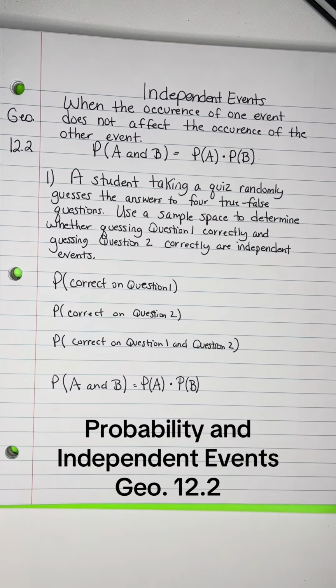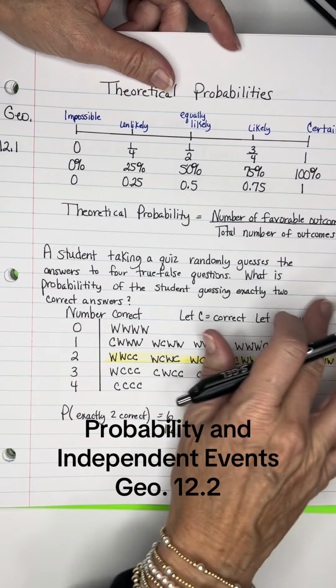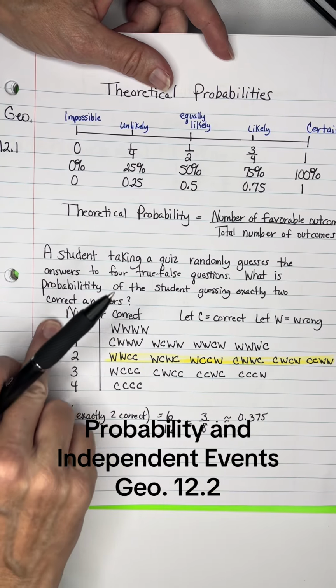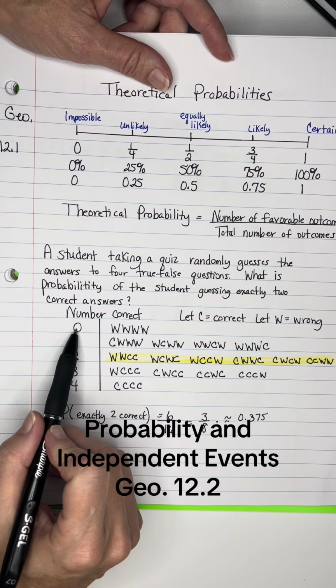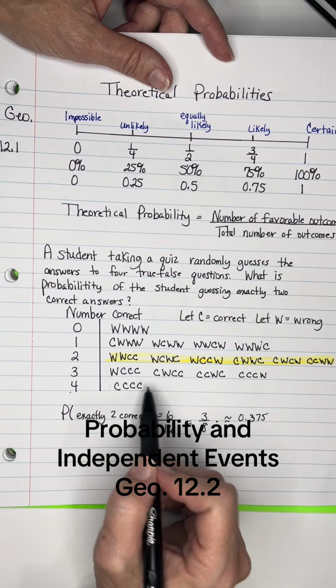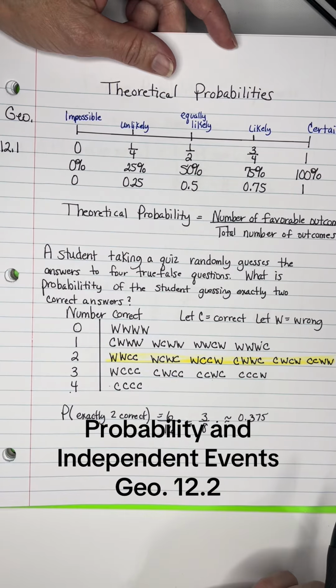All right, we're going to look back to our 12.1 section where we made a sample space of taking 4 questions and getting none right or getting all 4 right. These W's mean wrong and these C's mean correct. So this we did, and you might want to go back and find that video and watch it.